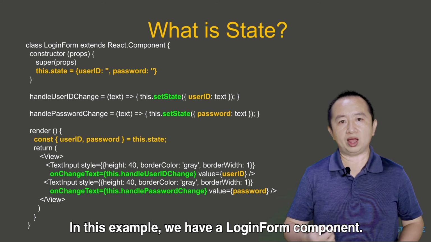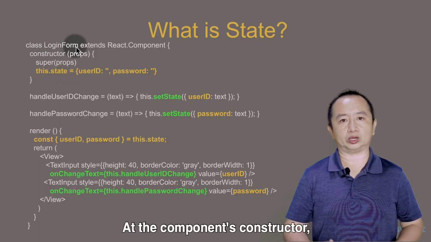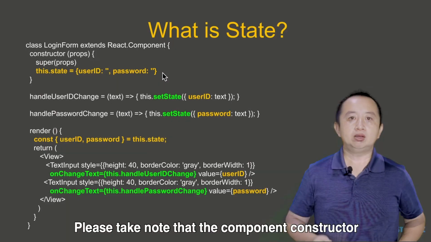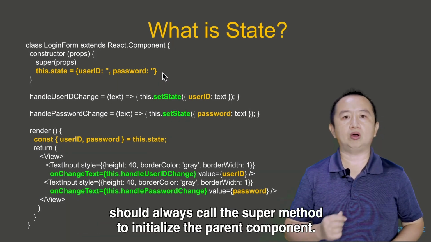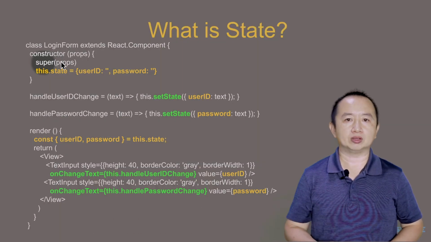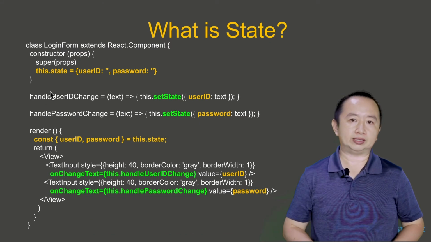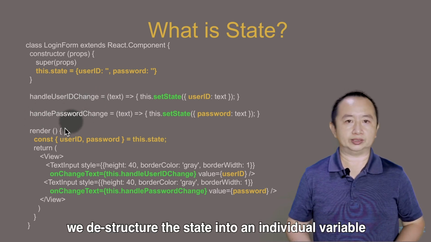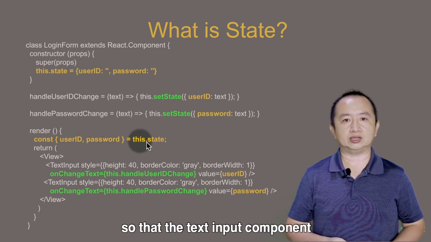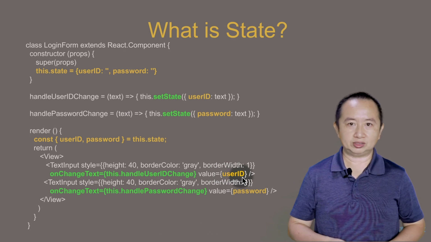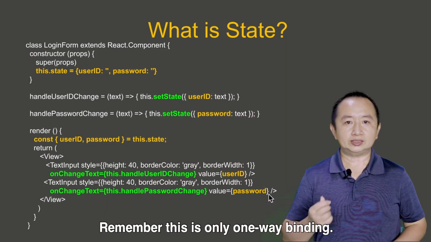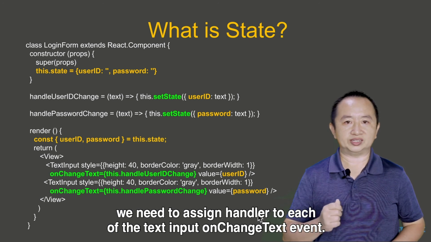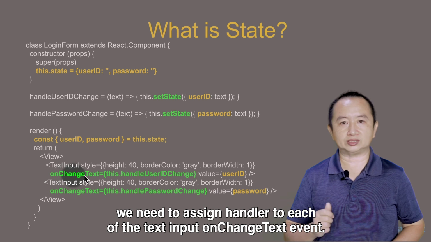In this example, we have a login form component. In the component's constructor, we initialize the state to an object that holds the user ID and password fields. Please take note that the component constructor should always call the super method to initialize the parent component. Next, we define two event handler methods to handle value changes due to user action. In the render method, we destructure the state into individual variables so that the text input component can just refer to them as simple variables instead of the state object. Remember, this is only one-way binding. To update the state when the user changes the value, we need to assign a handler to each of the text input's onChangeText event.